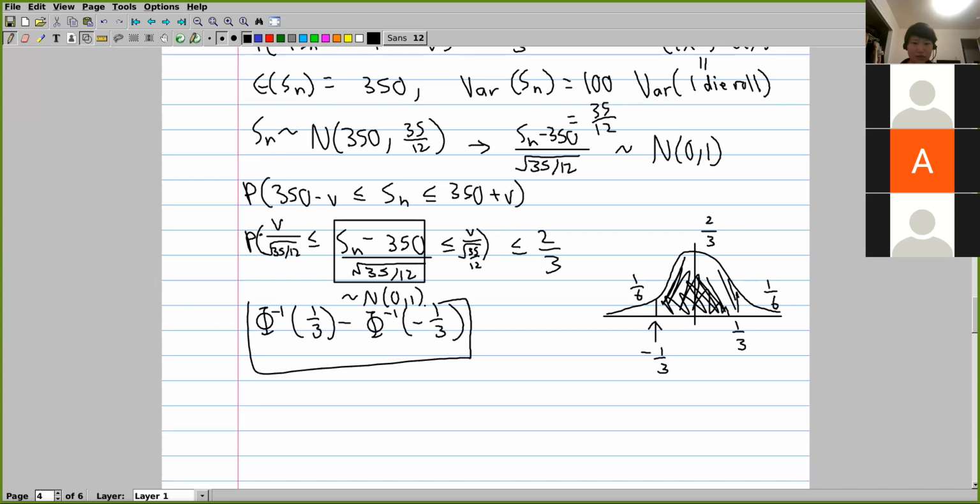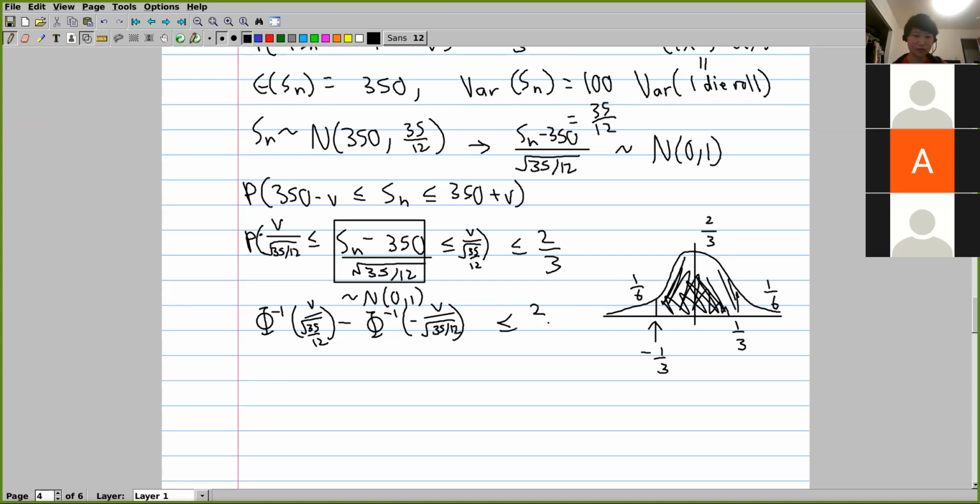And then we want this to be less than, sorry, this quantity will dictate what our V is going to be. So shouldn't we be plugging in V over square root of 35 over 12? Those are our parameters in the CDF, or no? Oh wait, shoot. Yeah, you're right. Okay, thank you.